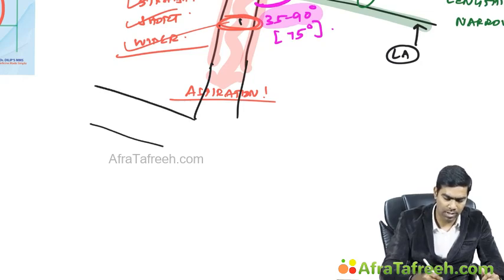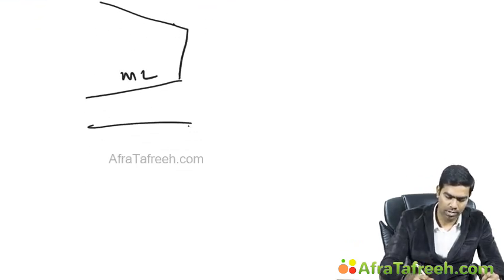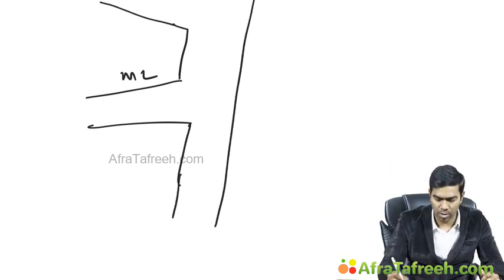Let us assume this is the bronchus for the upper lobe, this is the bronchus for the middle lobe, and let us assume this is the bronchus for the lower lobe. So these are the lobar bronchus.